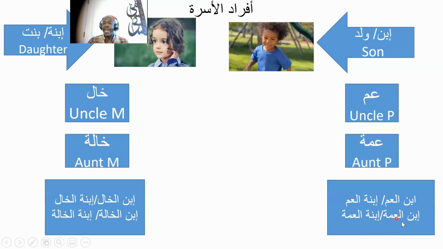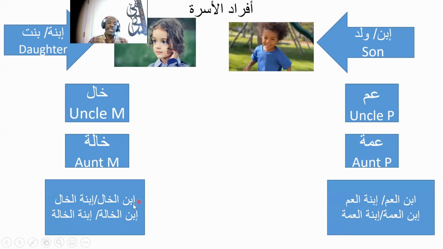So ibn al-amma, that's my cousin, which is the son of my auntie or my aunt, paternal. And the daughter of your aunt, we say ibnat al-amma. So the daughter of my aunt, paternal.